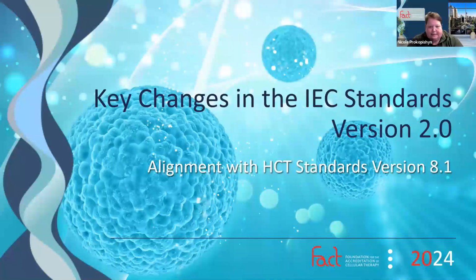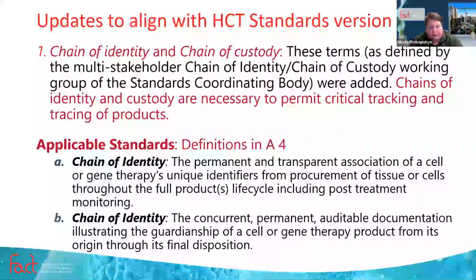So let's get really into the nitty gritty of everything today and talk about the key changes that we are seeing in the IEC standards version 2, or edition 2, the second edition. A lot of these are to align with the HCT standards version 8.1 to create some sort of harmony across the board and start to work to have these standards harmonized as best as possible. So one of the first updates was actually the addition of chain of identity and chain of custody. These terms were defined by a multi-stakeholder chain of identity and custody working group and the standards coordinating body. And these terms have been added.